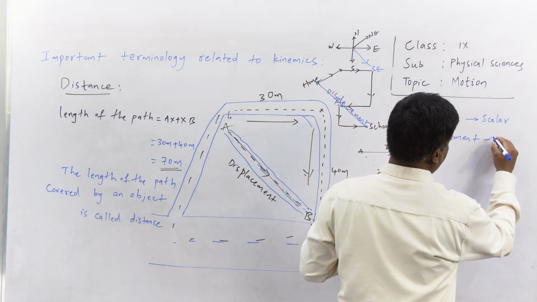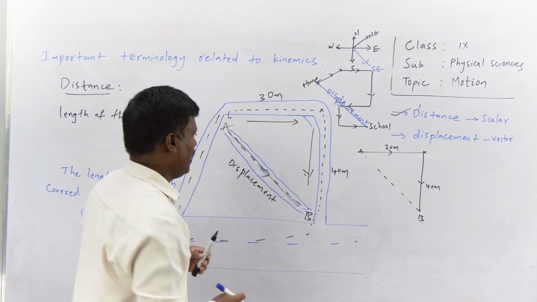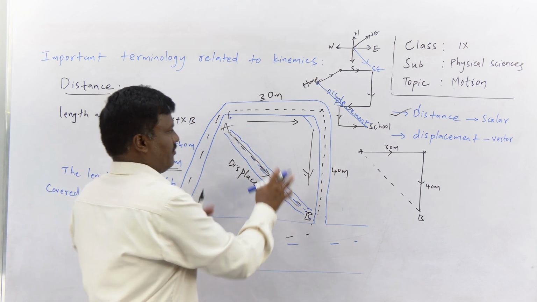Therefore, displacement is a vector quantity. Now we are going to calculate the displacement from this picture.